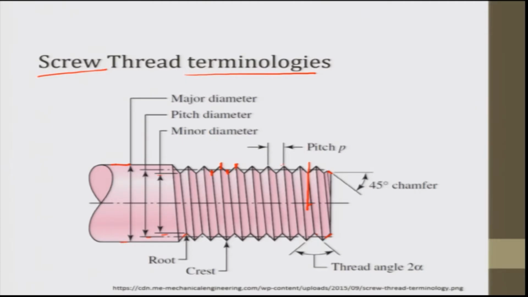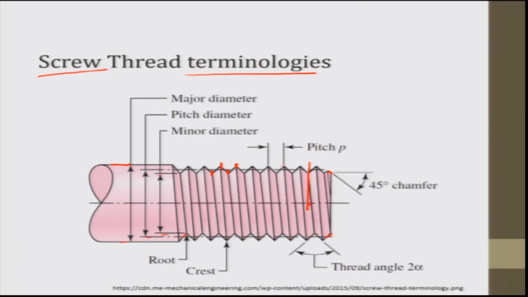Then we have helix angle. It is on the straight thread, the angle made by the helix of the thread at the pitch line with the axis. So, this is helix angle. So, these are various components.